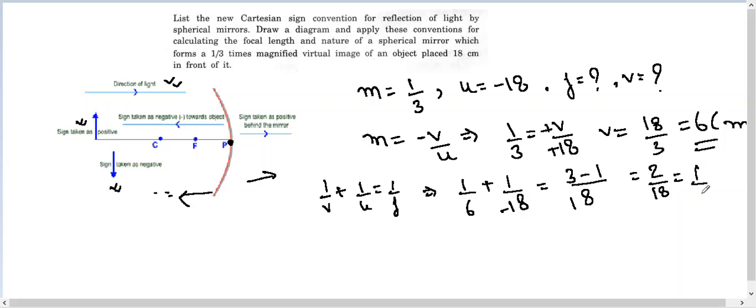That is 1/9. So, the focal length comes out to be 9 centimeters. Because the focal length is positive, therefore, it is a convex mirror.